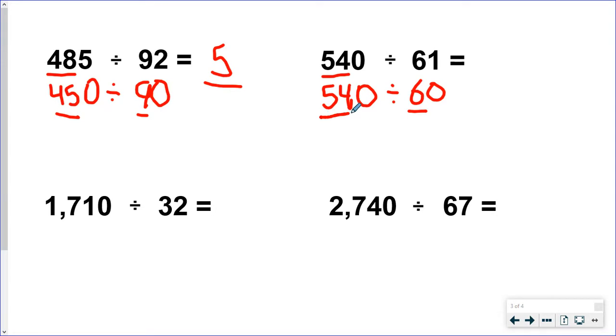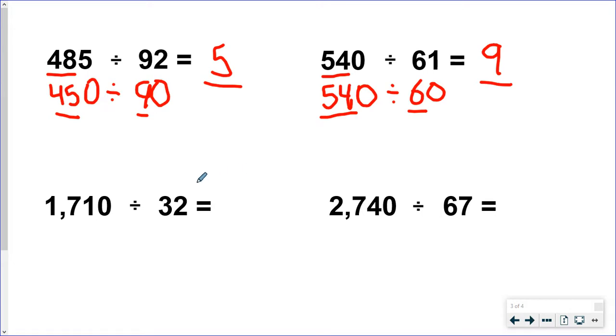Now we're just going to look at the non-zeros here. 54 divided by 6. Well, I just mentioned a minute ago that 9 times 6 is 54, so I'm going to go ahead and put a 9 here. This side has 1 zero. This side has 1 zero. 1 minus 1 is 0, which means I'm not going to add any zeros whatsoever to my answer. So the answer is going to be 9.